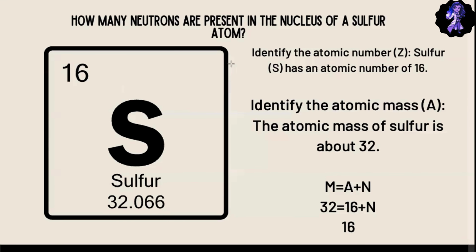So you'll see here they identify the atomic number as 16, and then they let you know that the mass is around 32. We estimate the answer of 32. And remember that we have M equals A plus N. So we're going to take our mass, which is 32, and our atomic number, which is 16, to then calculate the neutrons, and that's going to give you 16. So the neutrons in the nucleus are 16.